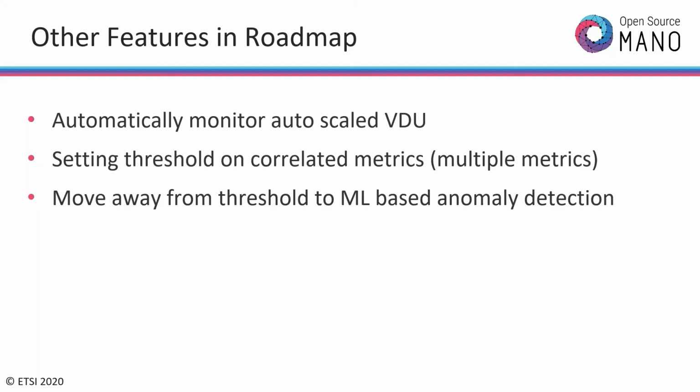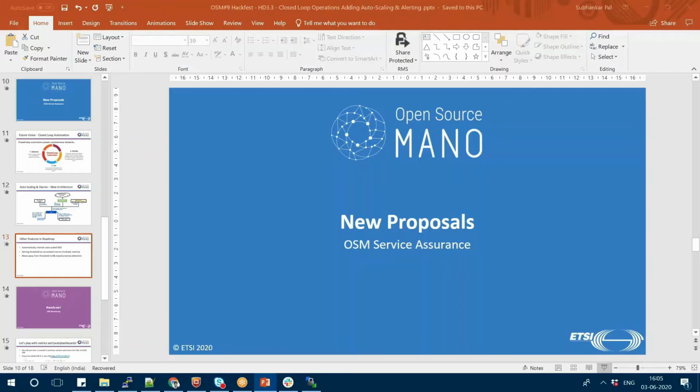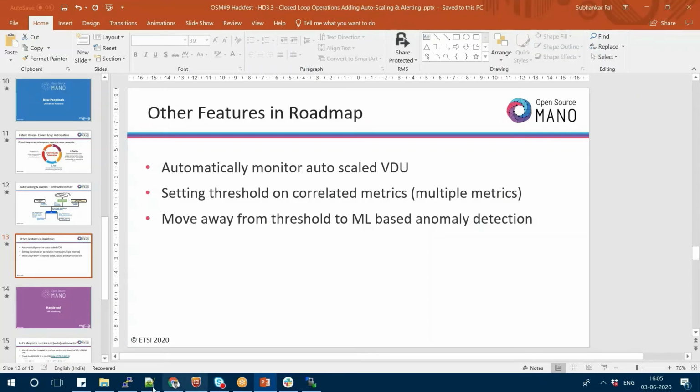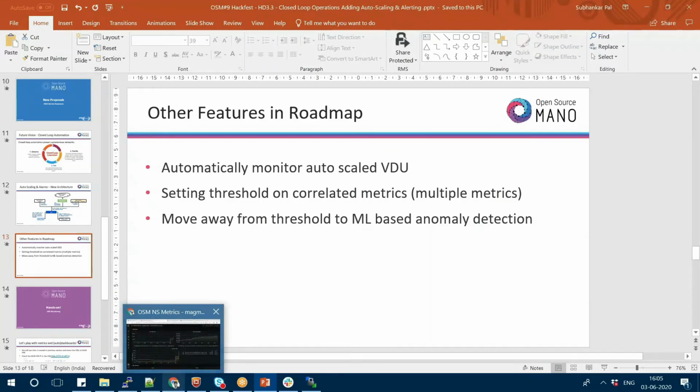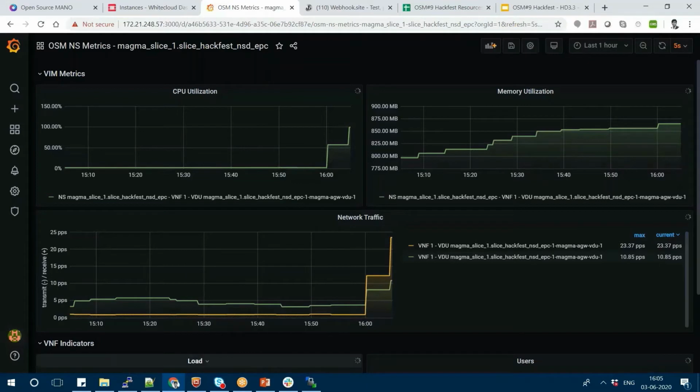Setting thresholds on correlated metrics. That means we can have a more complex threshold rule, which will be based on more than one metric. And so move away from the threshold to an ML-based anomaly detection approach. So these are a few things that are there in the roadmap. If you have any questions, you can put me on the chat. In the meantime, let me see whether it has started scaling or not.